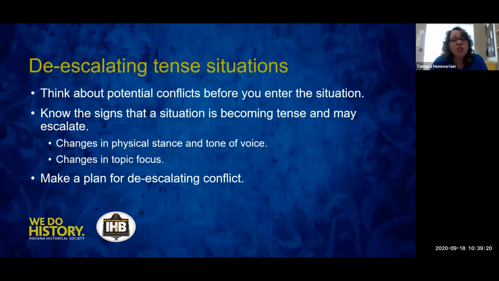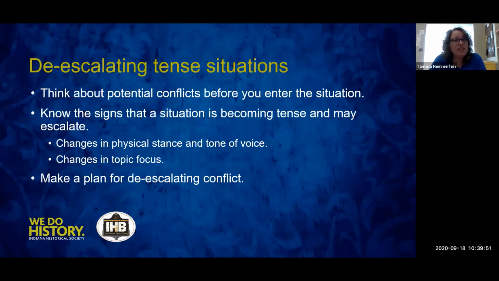Think about what potential conflicts may happen prior to entering the situation. So sit down and give some thought to where the hot buttons are in your community, where the tension is, where the stress points are, and come up with some plan for helping solve those conflicts, or helping at least move conversation forward about those conflicts.